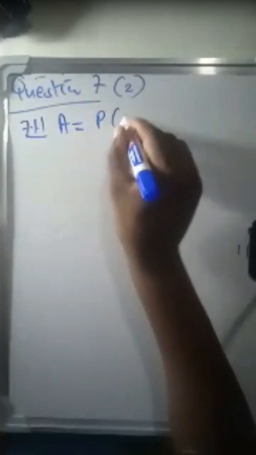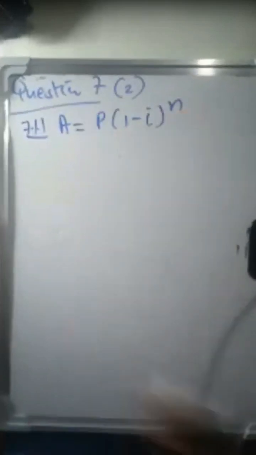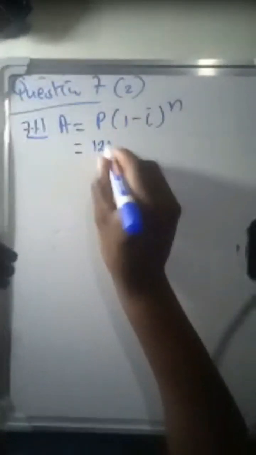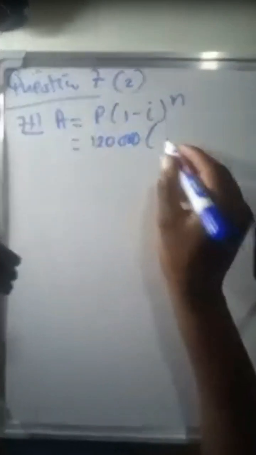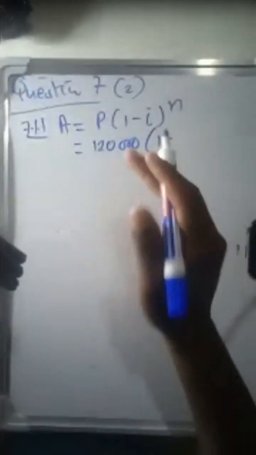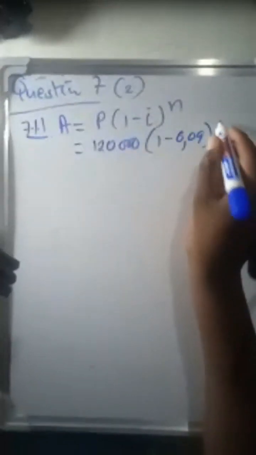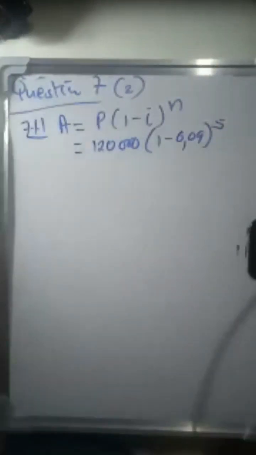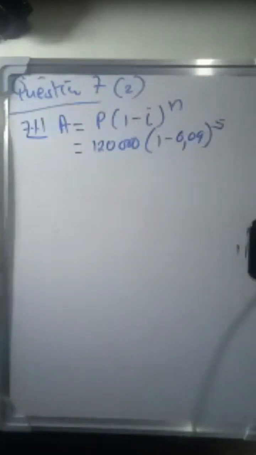That is 7.1.1. Okay, so now they said the diminishing balance method, meaning to say we are going to use P(1 minus i) to the power of what? n. How much was the cost price? The cost price was 120,000. And the depreciation rate was 9%, which is 9 divided by 100, which is 0.09. For how many years? For 5 years. Calculate and give me the answer, guys. I'm waiting.